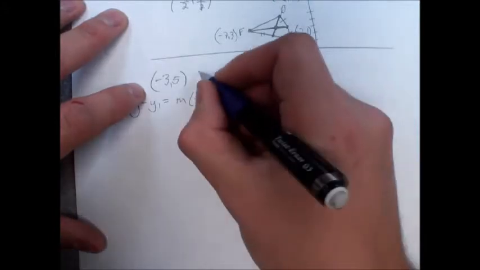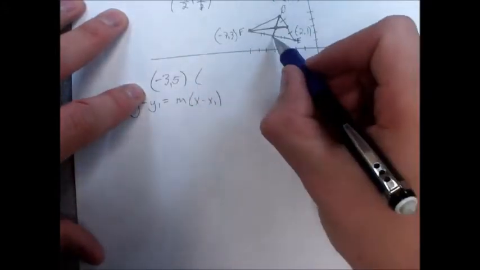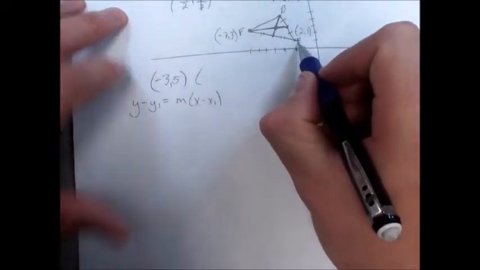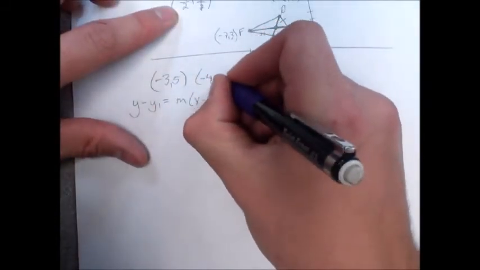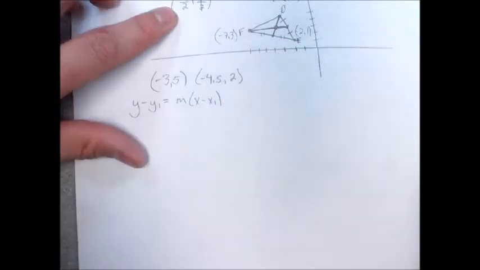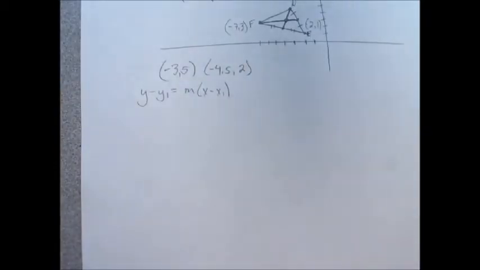The second point that I'm going to use is going to be the intersection of F and E. We just found the intersection of F and E. It was at negative 4.5, comma 2. I write it as 4.5 because it's easier for you guys. I feel like y'all are better with decimals than you are with fractions. Once I start plugging them in, I have to first find the slope.